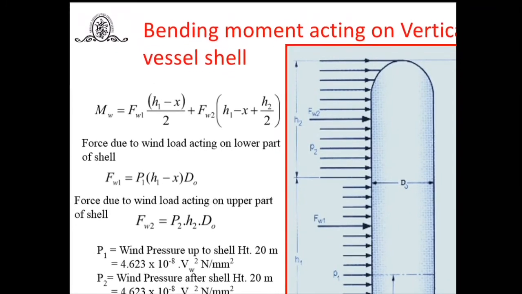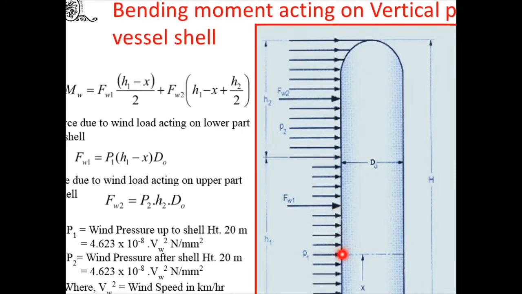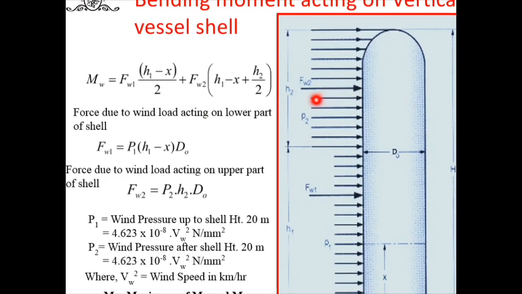How to find it out? Here the bending moment acting on the vertical pressure vessel because of this wind flow is given by, suppose F_w1, this is for the bottom one. Again from this x, the H1 is the total minus x, by 2, so you will get this term, plus the F_w2. What is F_w2? The force due to wind load which is acting on the upper part of the shell, in bracket (H1 minus x) that we are going to take the value from this x, that's why subtracting x, plus H2 by 2.